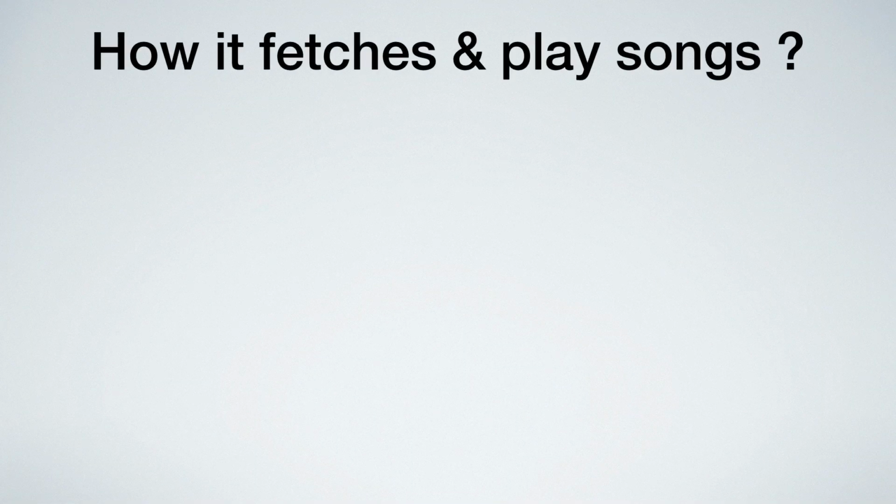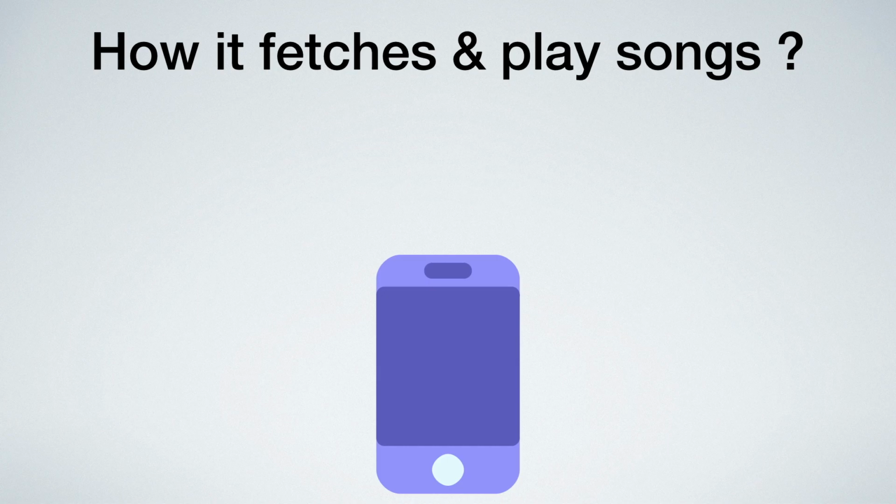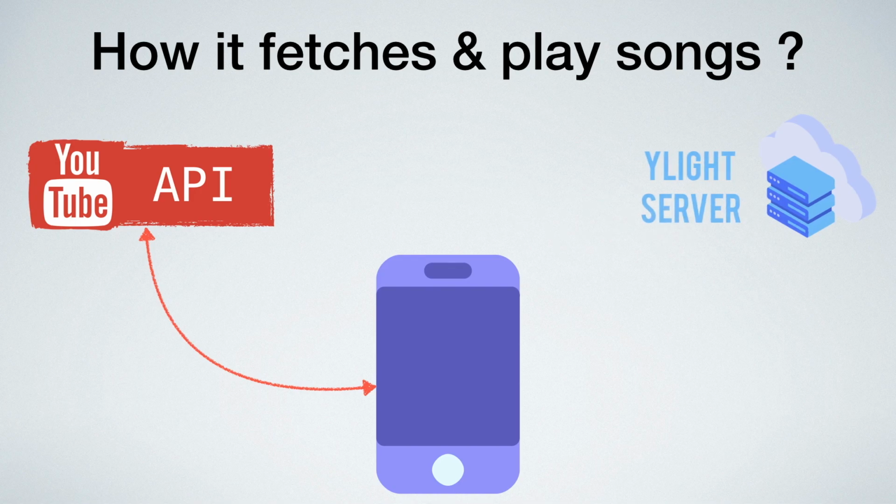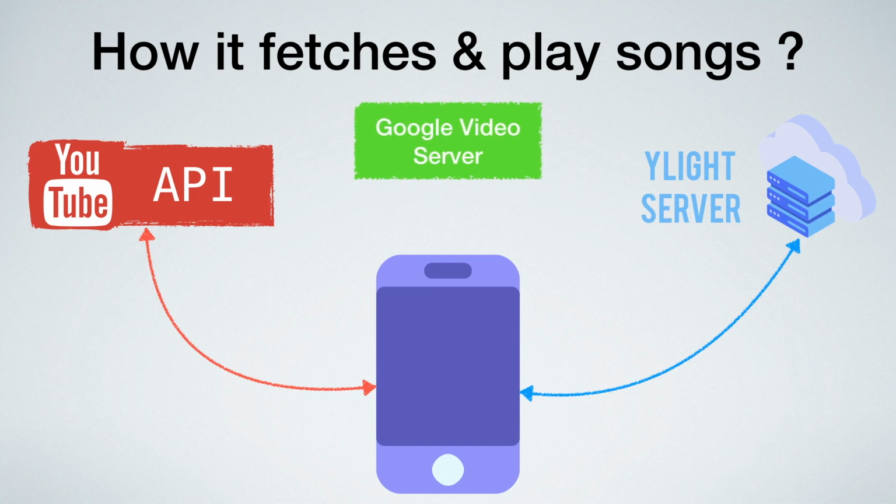Now let's look at how it fetches and plays songs. First of all, this is the client, and here is our app. When the user searches for something, it goes to the YouTube API and fetches all the results. Then I have a server, the Twilight server, and the app sends it the ID of the music, and it gets back a link from the Google video server and just plays the audio format. We can customize the server however we want.